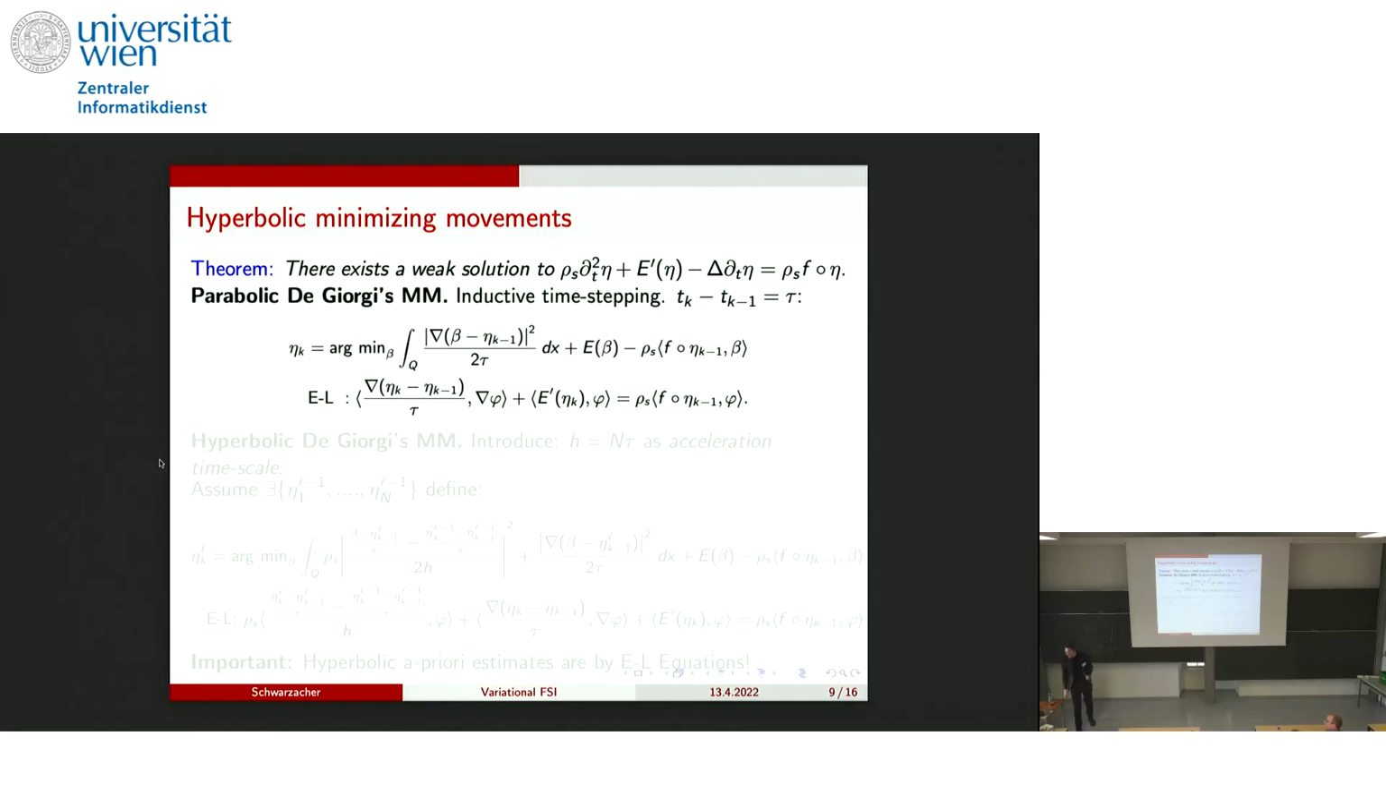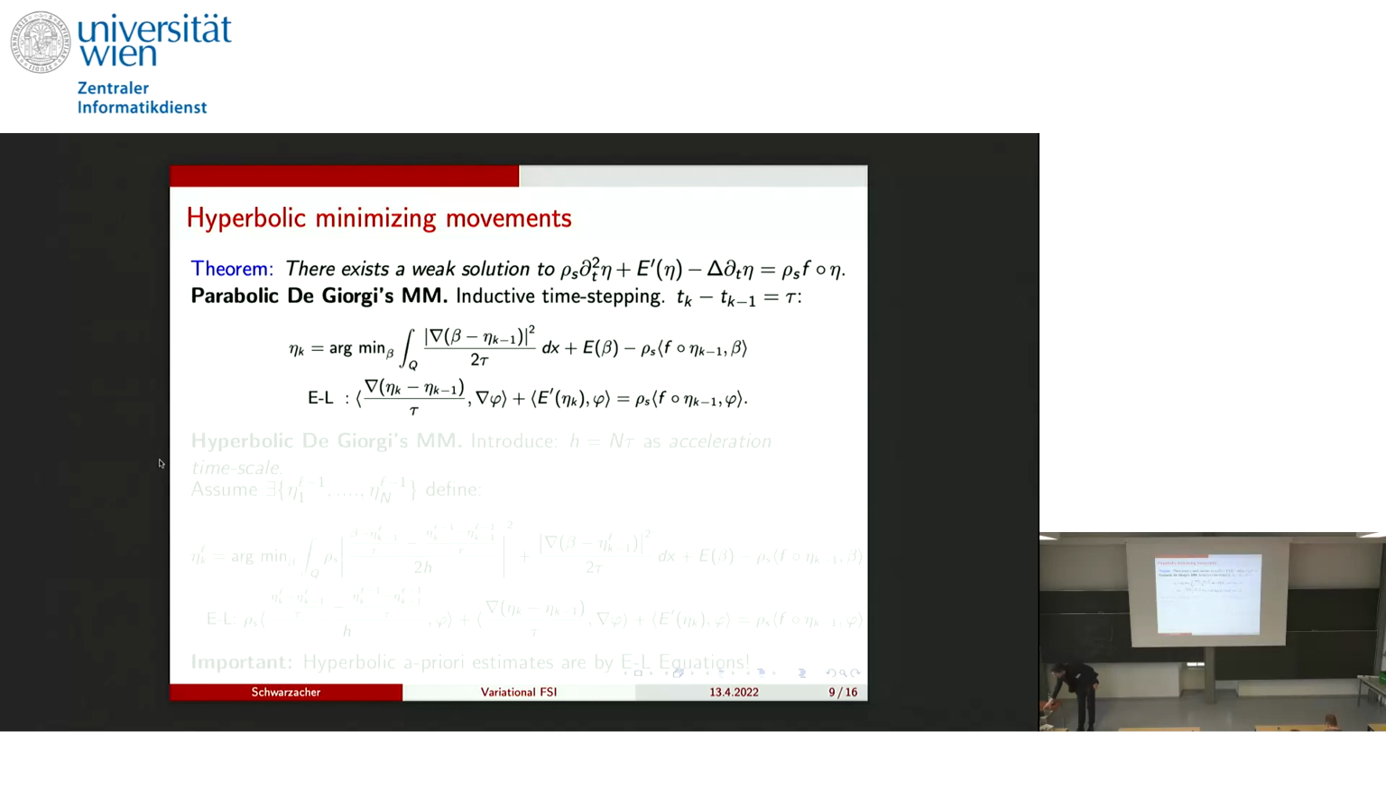Okay, so here's the parabolic de Giorgi's minimizing movements. You look at the next state, you pay a price of dissipation for it, but you get maybe a better energy. So they are in competition. You pay because you move, but you get a smaller energy, and this is the beautiful gradient flow, which eventually converges to the elliptic solution. And this is then the perfect Euler-Lagrange equation, which is the parabolic PDE.